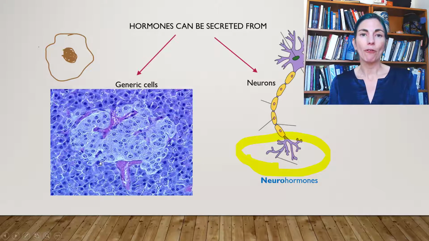Vasopressin or antidiuretic hormone is a neurohormone. You might say to yourself, why? Why would vasopressin or antidiuretic hormone be a neurohormone? Well, let me ask you this. What is the advantage of being secreted from the brain?